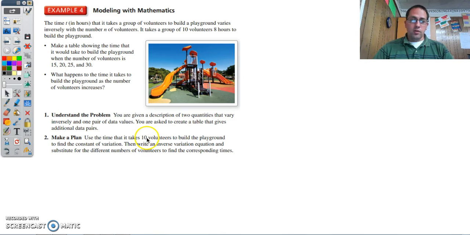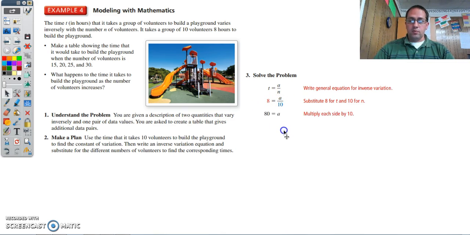We're going to use this 10 volunteers and the 8 hours, the same as we did with those two points before. All right, so it is inverse, so time equals A divided by the number of people. Plug in the ones we know. 8 hours equals A divided by 10 people. Solve for A, we know this is an 80-hour job.